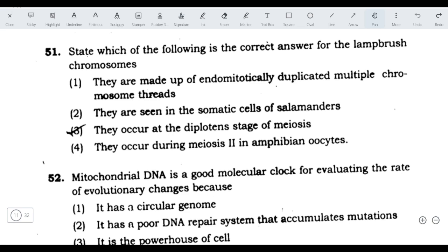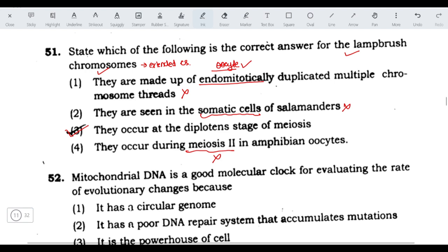Starting with the 51st question, state which of the following is the correct answer for the lampbrush chromosomes. They are made up of endomitotically located multiple chromosome threads. They are seen in somatic cells, salamanders. No. They occur at the diplotene stage of meiosis. Yes, they occur during meiosis too. The statement is correct. Actually, they are extended chromosomes, extended or highly folded chromosomes, right? And they occur at the oocyte stage where eggs are developed, and at the diplotene stage of meiosis 1 or prophase 1 of meiosis 1.